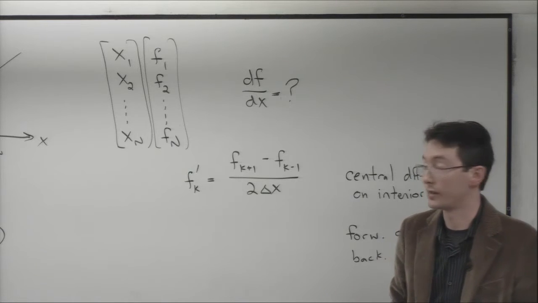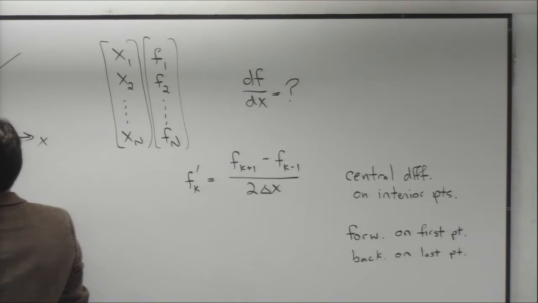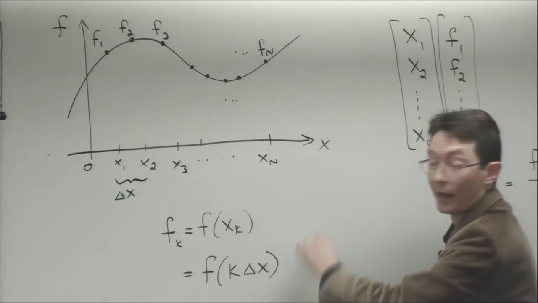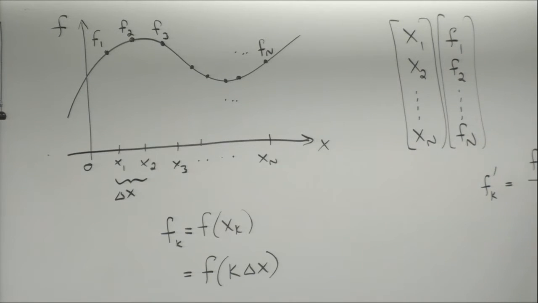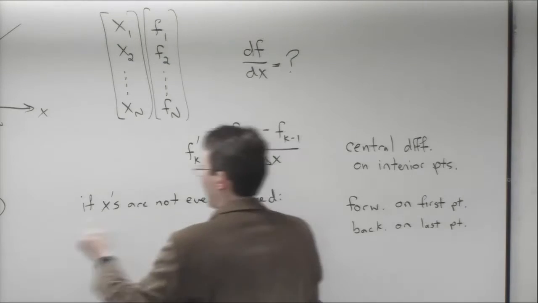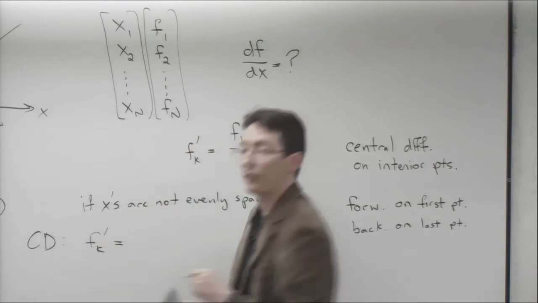Okay, so the next step is to code this up. Let's say that my x's are not spaced evenly. This is a lot nicer if my x's are spaced evenly delta x apart, because then this formula becomes simple. What does my central difference look like if my x's are not evenly spaced? I'll let you think while I write this up. Fk prime equals.